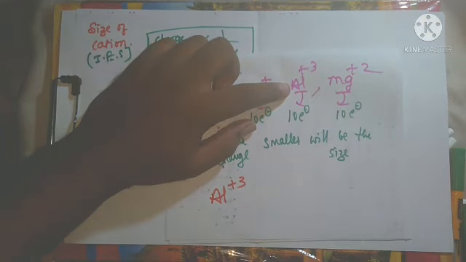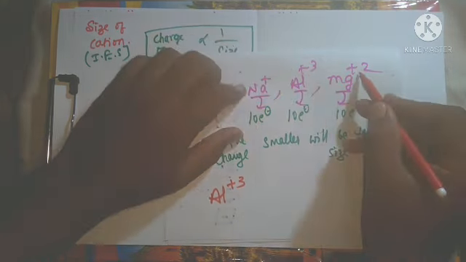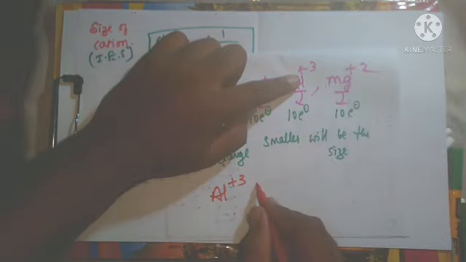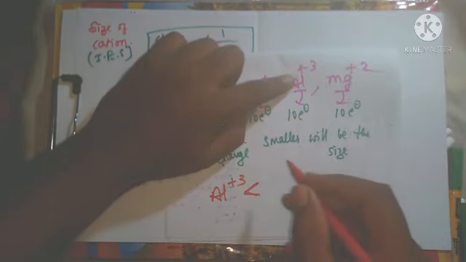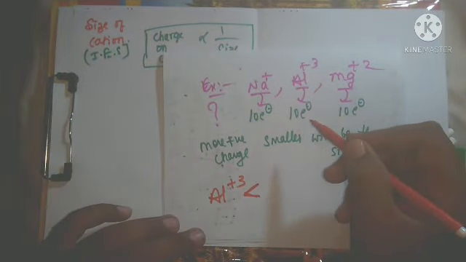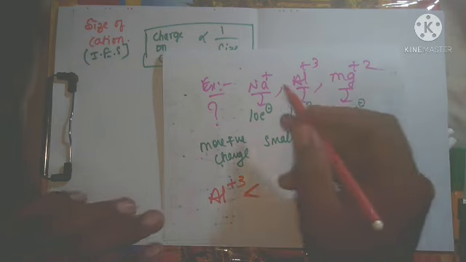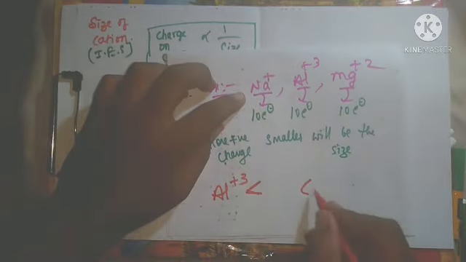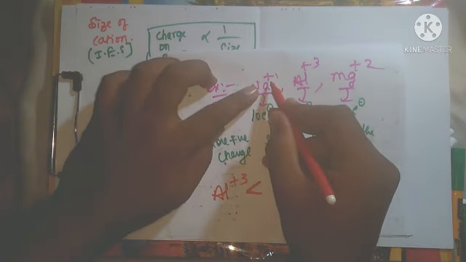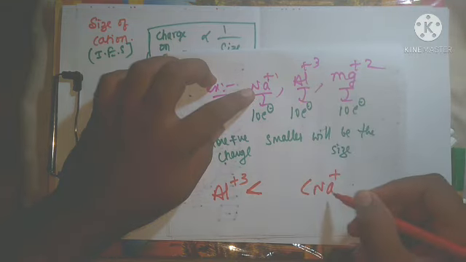Why is it having very smaller size? Because of the plus 3 charge. Charge is more compared to plus 2 and plus 1. Plus 3 will be the more charge, therefore it is having smaller size. Next, which is having very larger size? Very larger size means smaller positive charge. Here Na+ has very larger size, because here only +1 charge is there. +3 charge means very smaller size, +1 charge means very larger size.